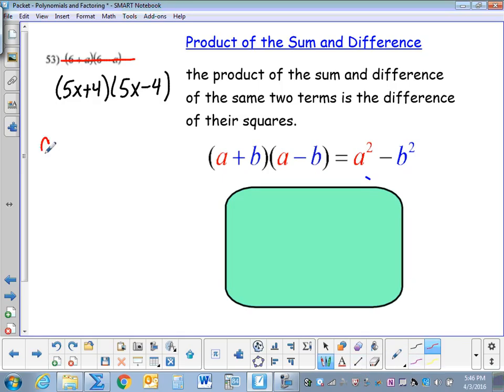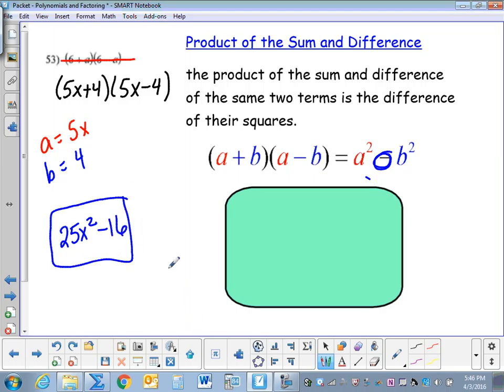So identify a as 5x. And for b, well, one of them's a positive 4 and one's a negative 4. But since it's always going to be the difference of the squares, we don't care about the sign. So we square the first number, 25x squared, minus the second number squared, 16.